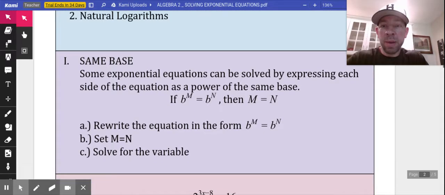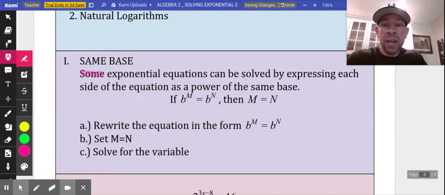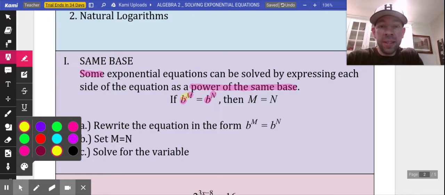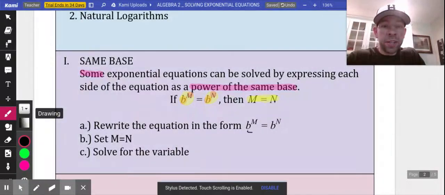So if we focus on the first method, we're using the same base. Some exponential equations can be solved this way by expressing each side as a power of the same base. So we've got b raised to the m equals b raised to the n, and the only way this side could equal this side is if those exponents are equal to each other. Now if we had a base here and a different base over here, we wouldn't be able to set those exponents equal to each other. So that's our goal: we're going to try to rewrite both sides in this form.